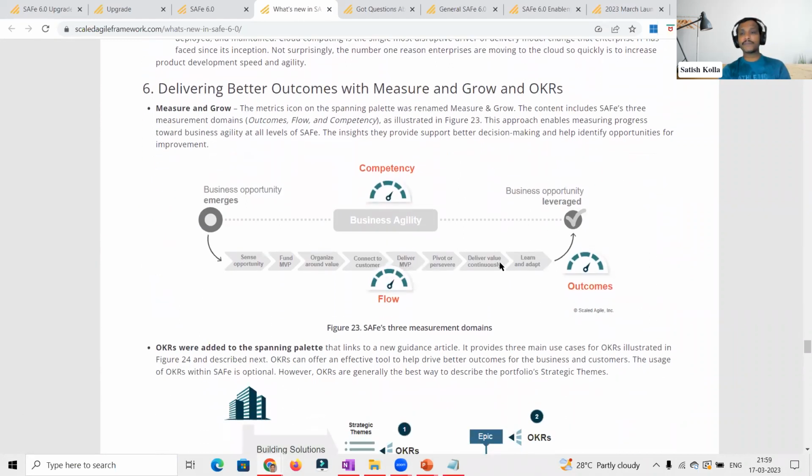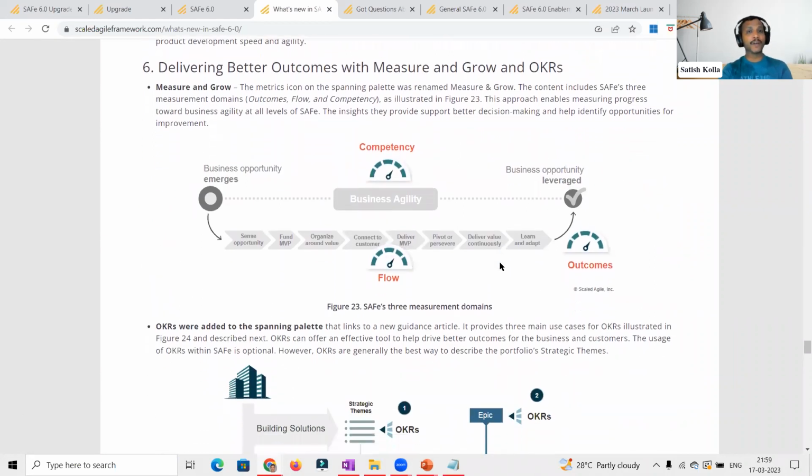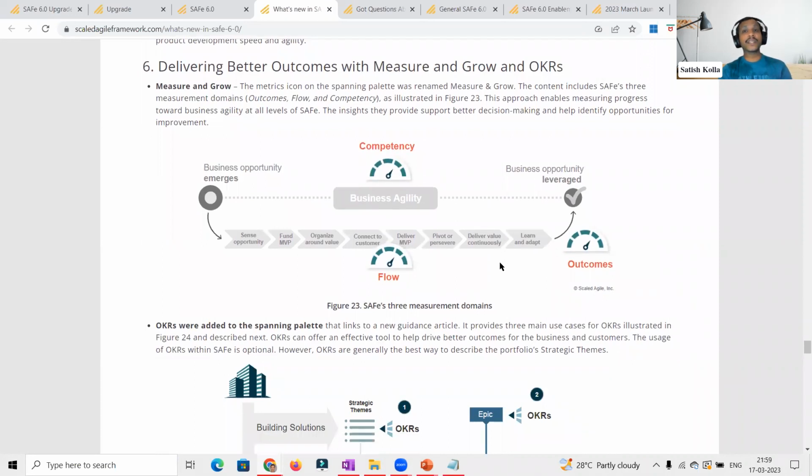Moving on to the sixth theme, before we wrap up the pointers, is measure and grow and OKRs. The measure and grow was already there before. Now it is defined as three measurement domains. One is the outcome, the second is the flow, and the third is the competency. So these are the three highlighted pointers to help with measure and grow.